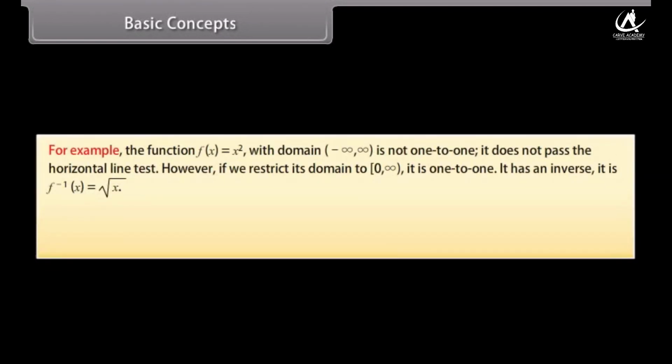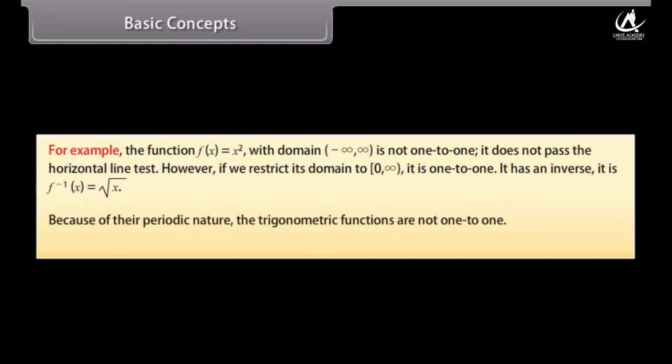For example, the function f of x equals x squared with domain negative infinity to infinity is not one-to-one. It does not pass the horizontal line test. However, if we restrict its domain to 0 to infinity, it is one-to-one. It has an inverse. It is f inverse of x equals square root of x. Because of their periodic nature, the trigonometric functions are not one-to-one.